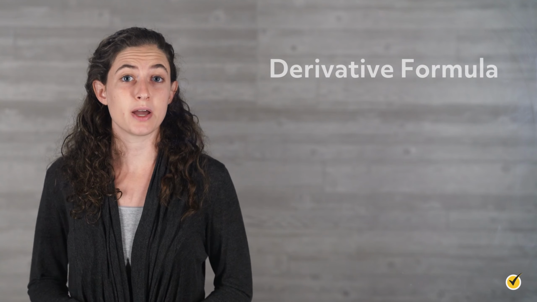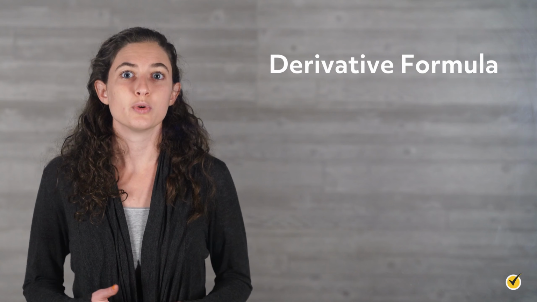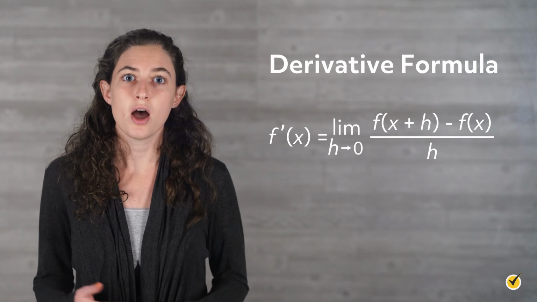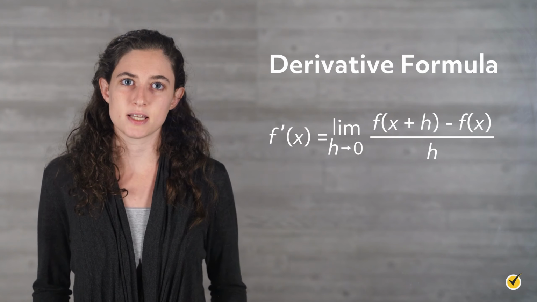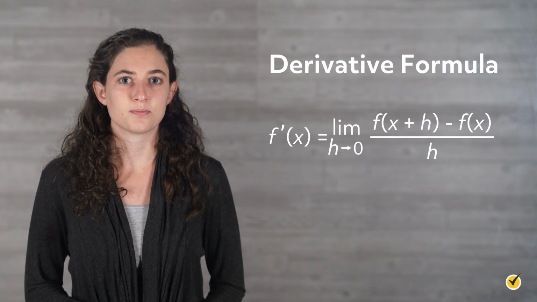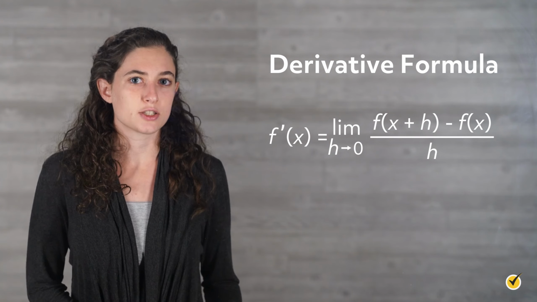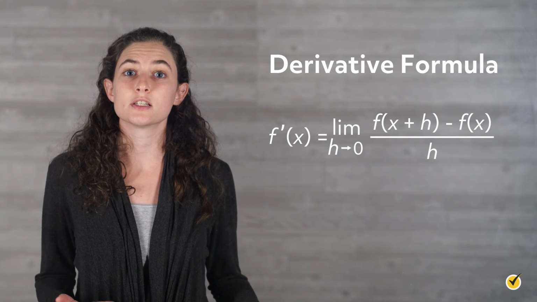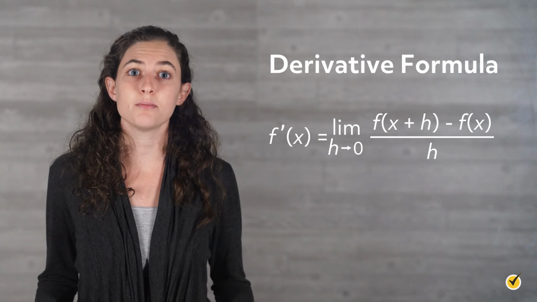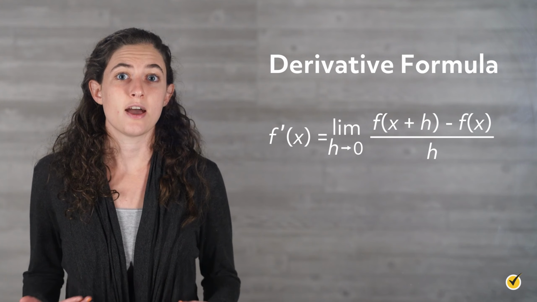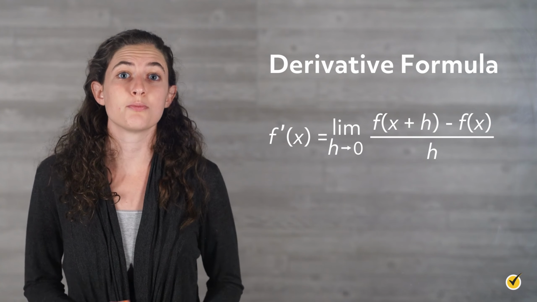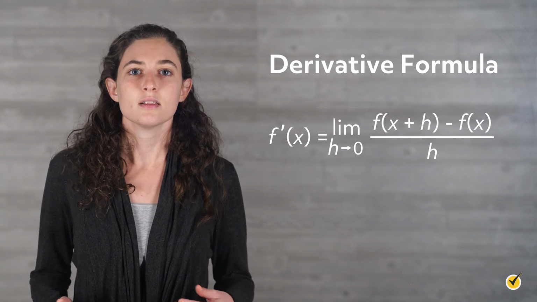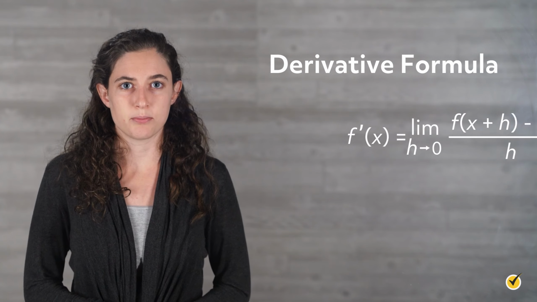That answer can be found by using the derivative formula, which is f prime of x is equal to the limit as h approaches 0 of f of x plus h minus f of x over h. The letters f apostrophe x are typically pronounced f prime of x, and they refer to the function that describes the slope of f at the point x. F prime and this concept of finding the slope at a specific point are key to the topic of derivatives. Let's apply the derivative formula to an example.